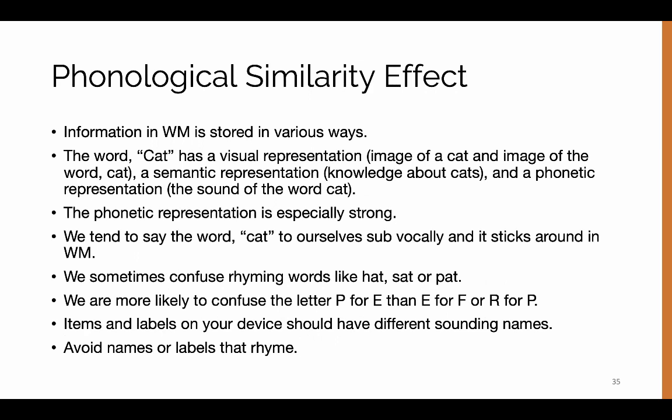Now, here's another interesting thing about working memory. The information in working memory is stored in various ways. If you think about the word cat, for example, and you commit that to your working memory, you're thinking about it right now, cat. You might have a visual representation in your working memory, maybe an image of a cat and the word cat. You might have a semantic representation, knowledge about cats. Maybe cats have bad attitudes. You remember that. But you'll also have a phonetic representation, actually the sound of the word cat. And in working memory, that phonetic representation is particularly strong.